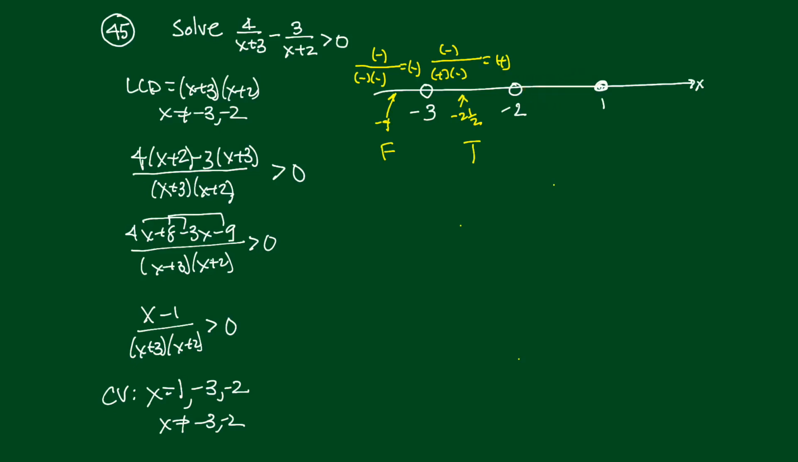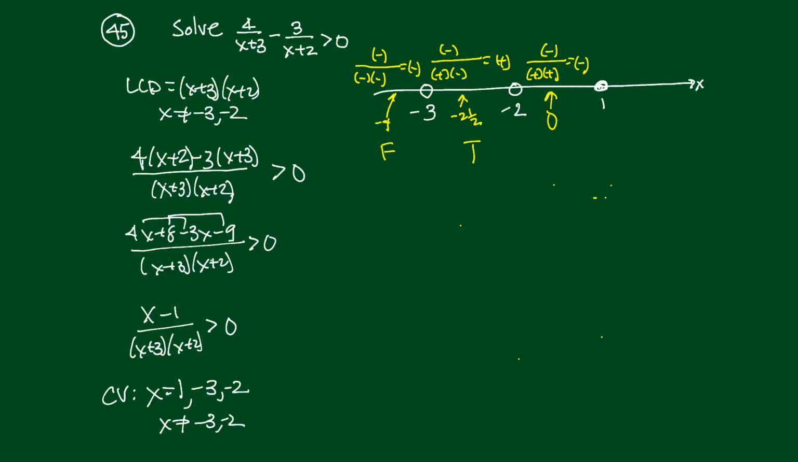If you pick any number in here, like maybe 0, and you put 0 in here, 0 minus 1 is negative. So I would get a negative here. And then put 0 in the denominator. 0 plus 3 is positive, 0 plus 2 is positive. So you end up with positive, positive, and positive times positive is positive. So all in all, you get a negative divided by positive. Negative over positive is all negative.